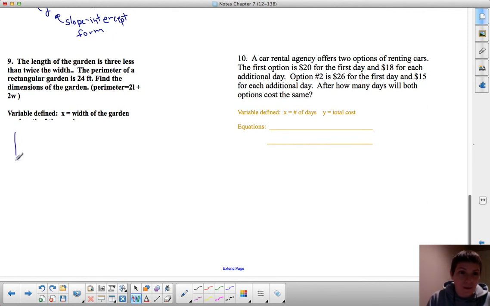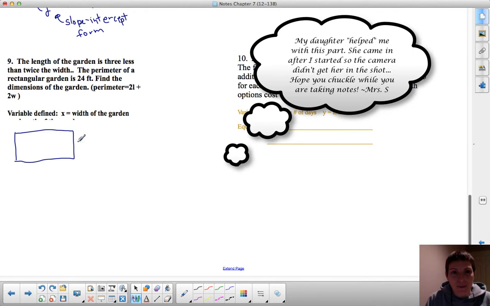Now, when I do these problems, I like to have a picture. So that's the first thing I'm going to do is give myself a picture. And I'm going to call one of the sides x. And then I'm going to go back up and read about what happens in the other one. It says the length of the garden is 3 less than twice the width.